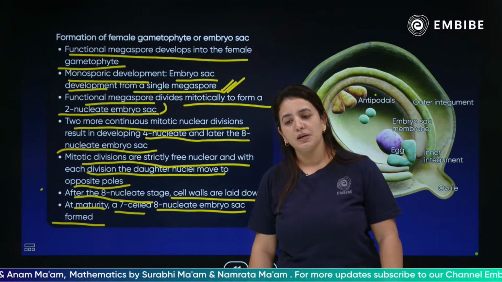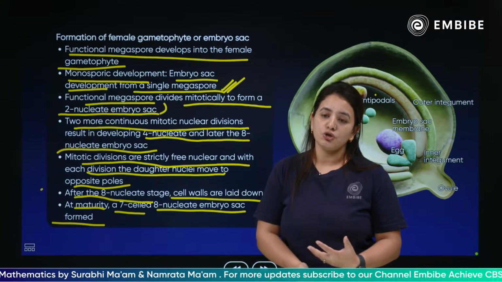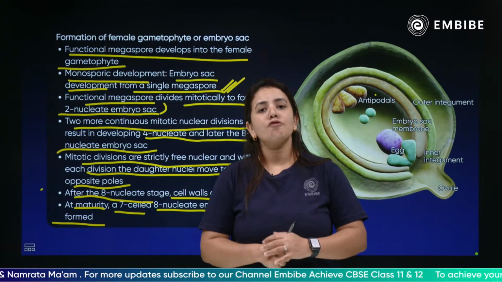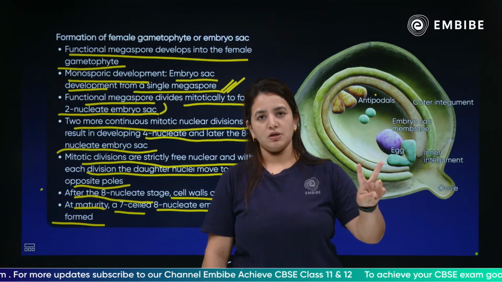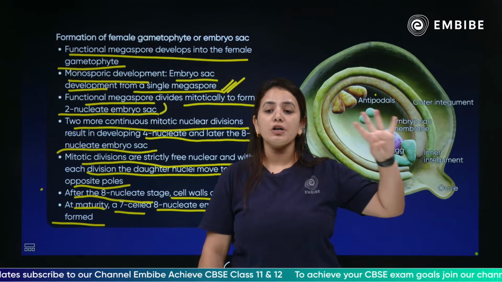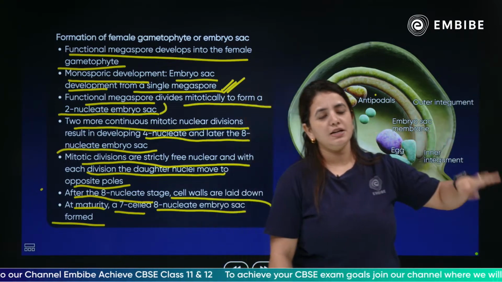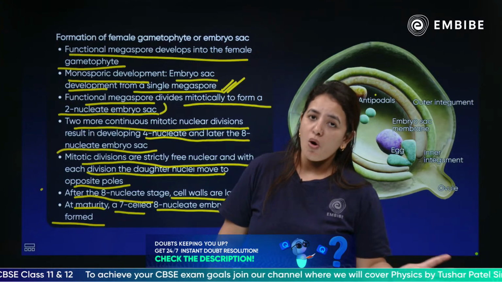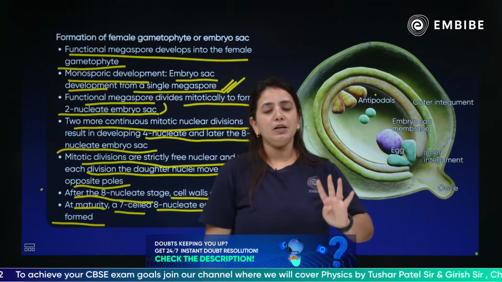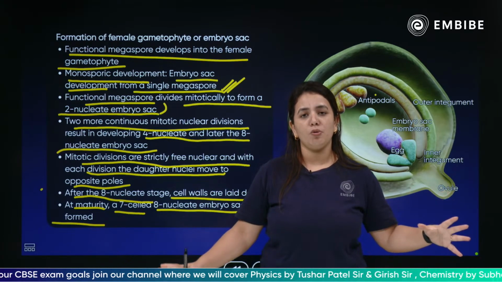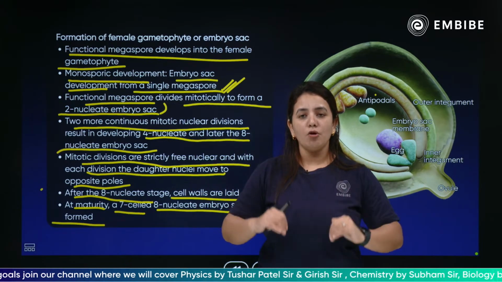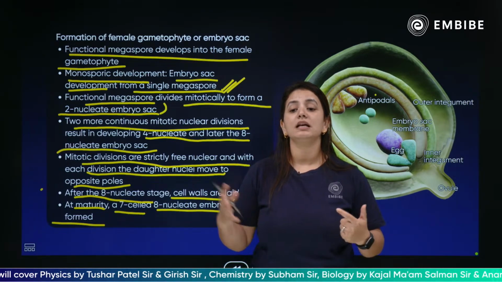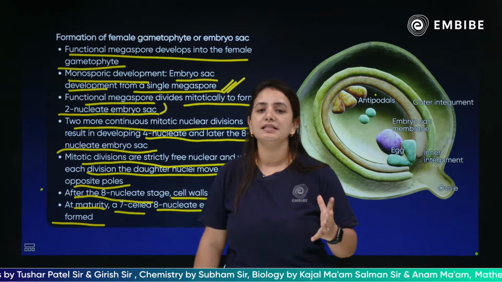The 7-celled and 8 nucleate stage will be formed at maturity. The one functional megaspore will divide and form a 2 nucleated stage, then a 4 nucleated stage, then an 8 nucleated stage. After the 8 free nuclear division has taken place, each nucleus which moved towards the opposite poles will start having a cell wall around it, and in turn we get this 8 nucleus and 7-cell stage.